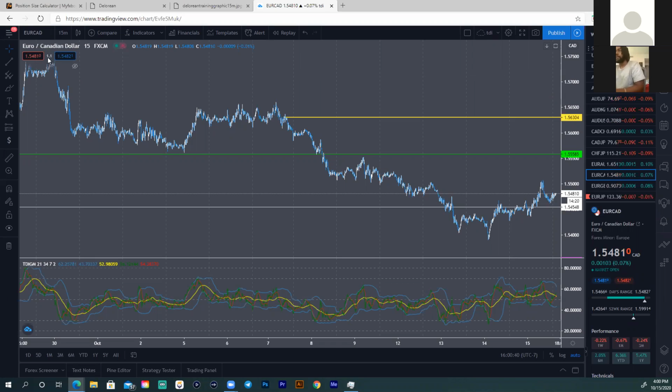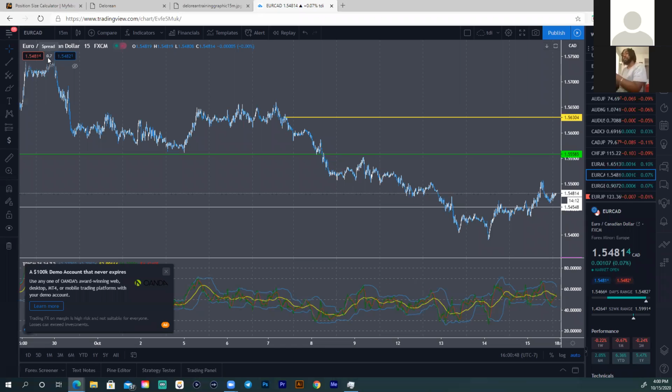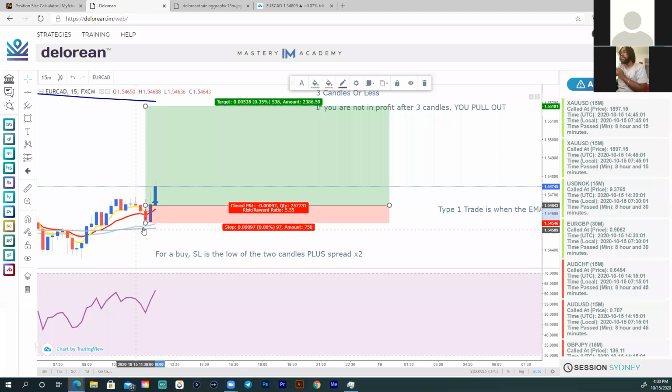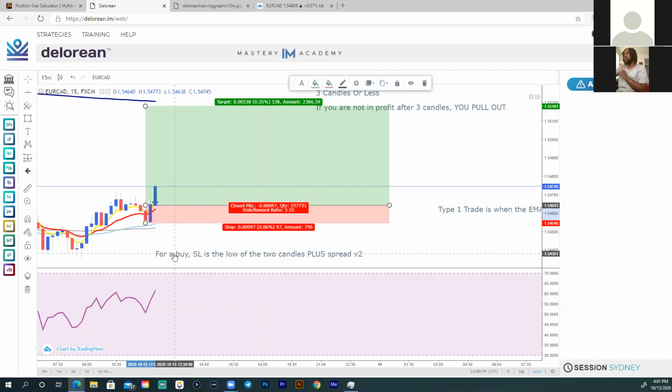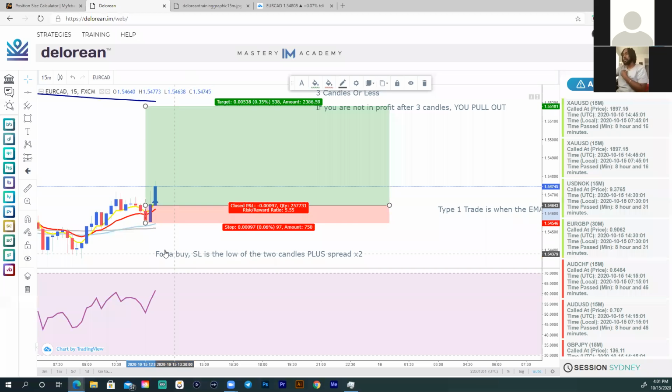So what you'll see is 1.1. This means the spread is 1.1 pips right now. We're just going to use that number. I know it's changing. All right, so spread times 2 is 2.2 pips. So you will add 2.2 pips to your stop loss. So right now it's 9.7 at the low of the 2 candles. Add 2.2 pips. So it is 11.9.